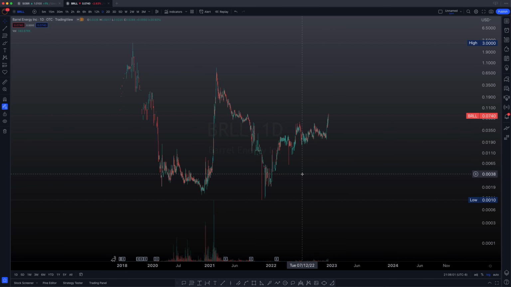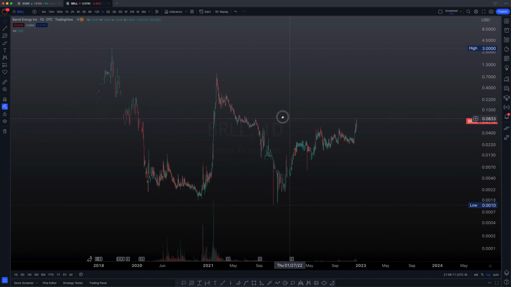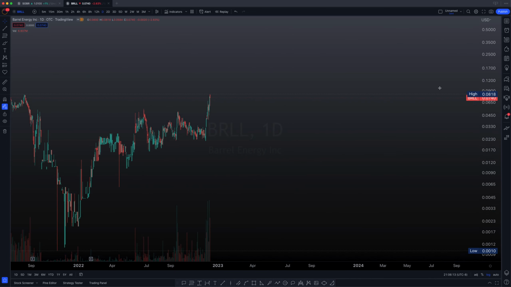Okay, so we are looking at BRLL in the daily chart here. Massive downside right over here, which is already presenting a formation for me to evaluate. Let's start off by looking at this upside move right here, because it is breaking some type of market structure, based on this higher low structure, and then we have a higher high.